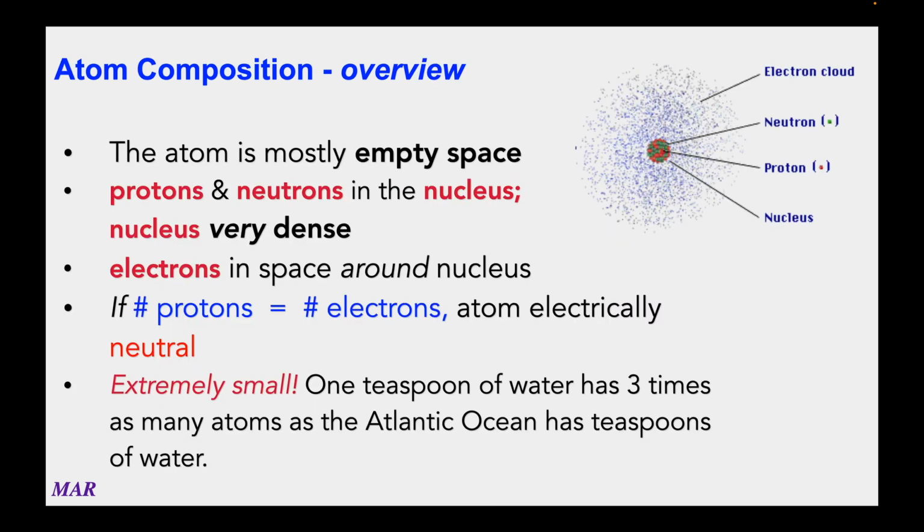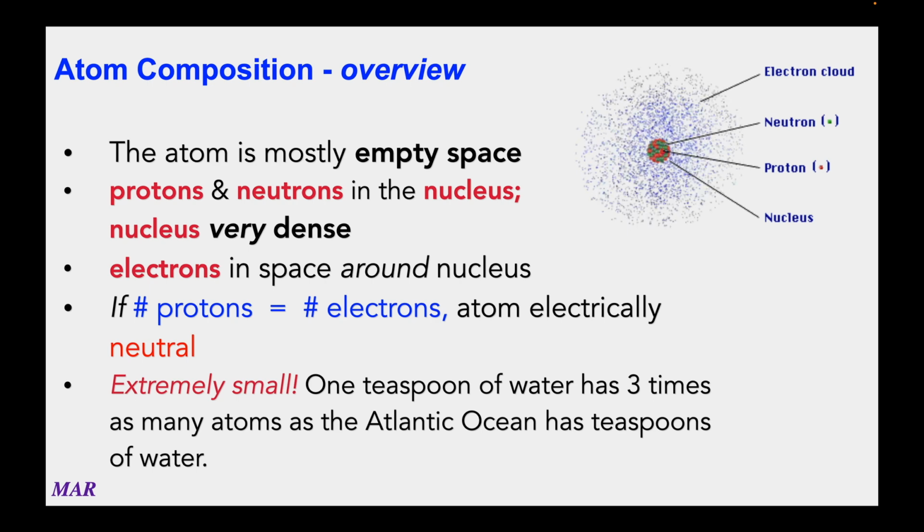Most of the atom is empty space, protons and neutrons in the nucleus, and that nucleus is very, very dense. Electrons are in space around the nucleus. Now, here's another important concept. If you have an equal number of protons, which are positive, and electrons, which are negative, the atom overall does not have a charge, and the atom is electrically neutral, all right? We're going to talk more about this later, but if the protons and electrons are equal, then we consider the atom to be neutral. It doesn't have a net positive charge if you have an excess of protons, or a net negative charge if you have an excess of electrons.